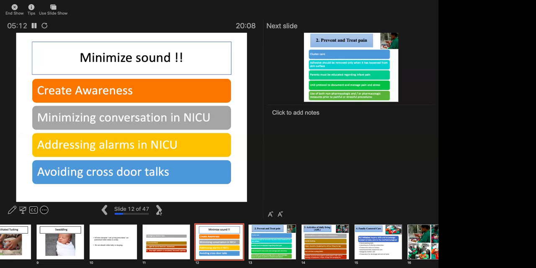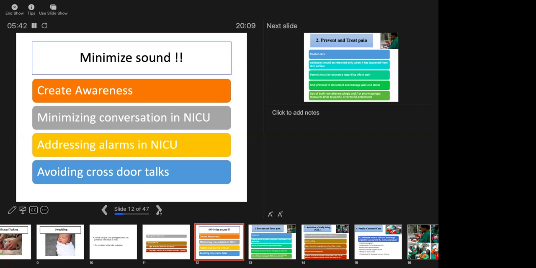Addressing the alarms in the NICU. Every electronic device in the NICU is capable of giving an alarm, whether it's a radiant warmer, an infusion pump, a multi-para monitor, a humidifier, whatever it is, it's capable of giving an alarm, and every alarm should be addressed immediately, and the proper alarm limit should be kept in every equipment. And also another important measure is you have to avoid the cross door talks. So these are the measures which minimize the sound and also protect the sleep.